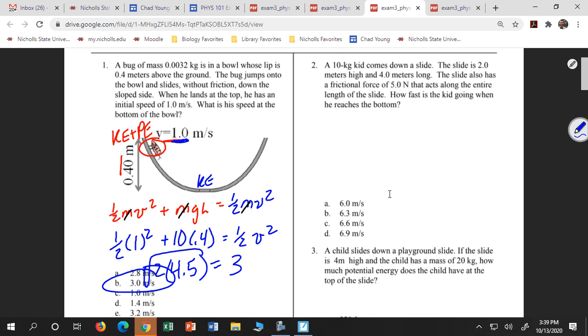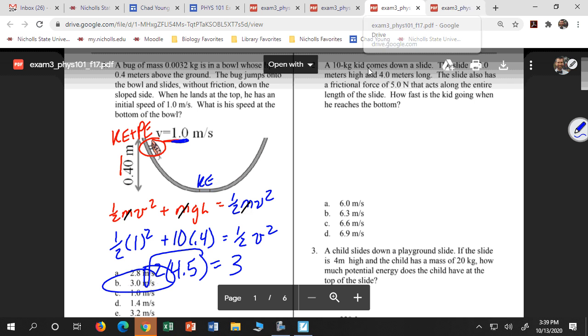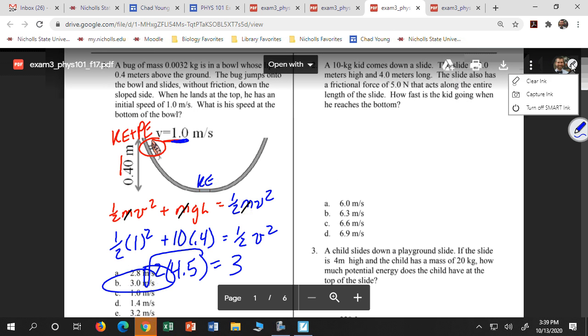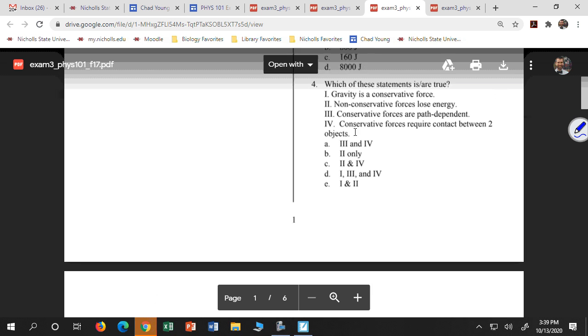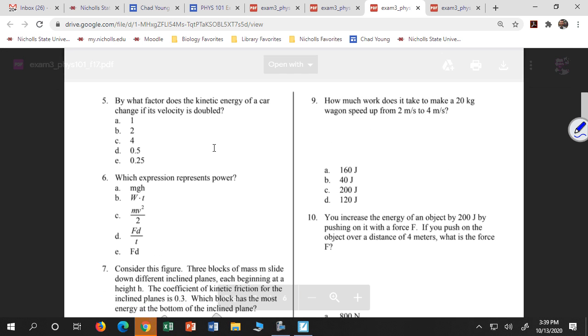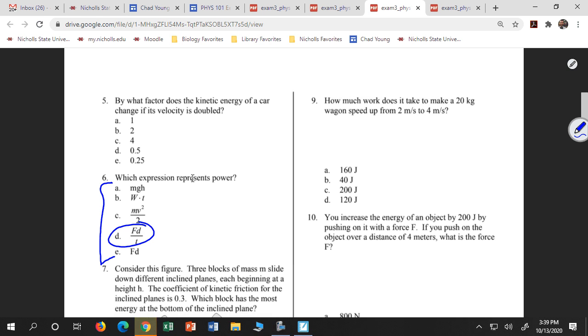Other questions? I'll sort of scroll through some of these. You'll holler out conservative forces, non-conservative forces. Make sure you know your units. There's at least one question about units for work, energy, time. Just look at the equation. So this actually isn't units. This is just the definition of power. Power is work over time or energy over time.